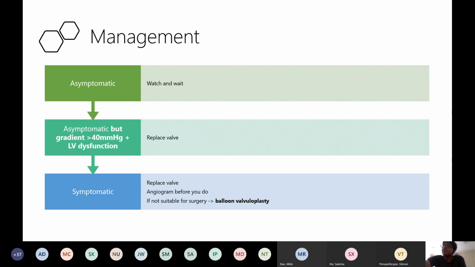And before you do an open valve replacement, you also do an angiogram, because if you see that they've got lots of clogged vessels while you're in the chest cavity, you might as well fix some of those as well. But yeah, if they're not suitable for surgery, then you do a balloon valvuloplasty and replace it using a TAVI. In a few years, it might change, but I think we still get better outcomes with open heart valve replacement than we do with TAVIs.